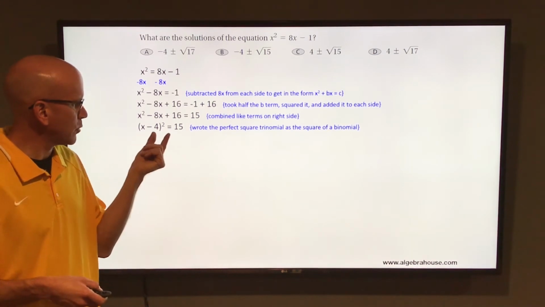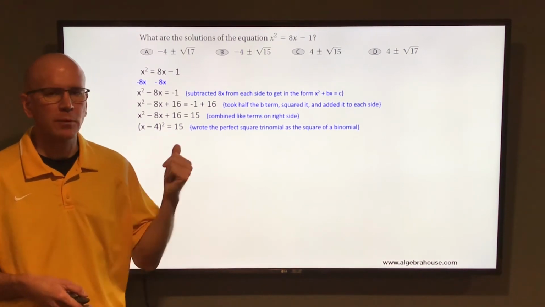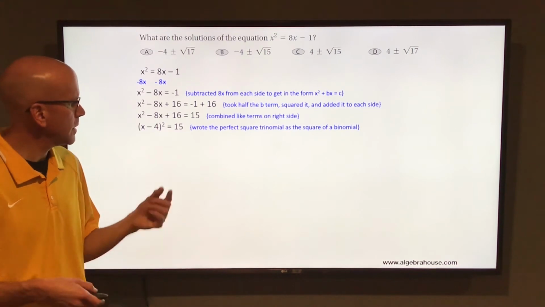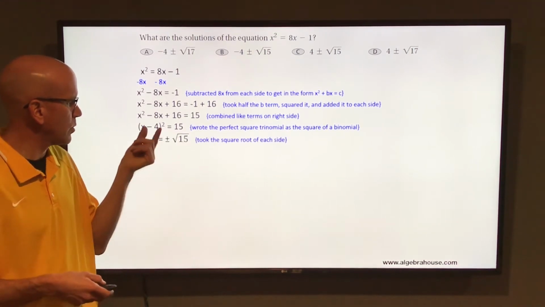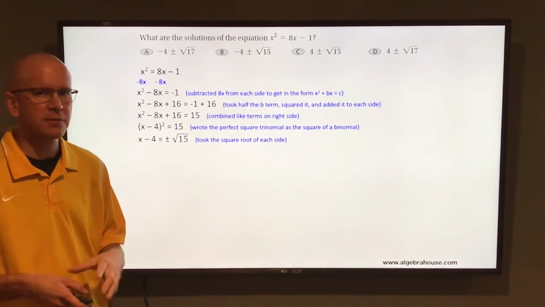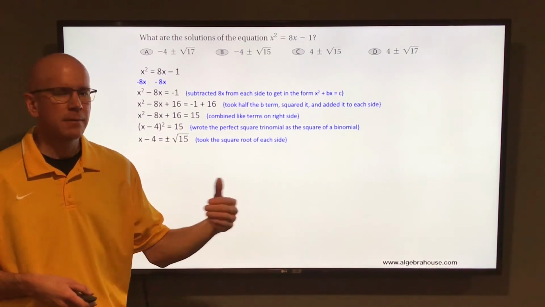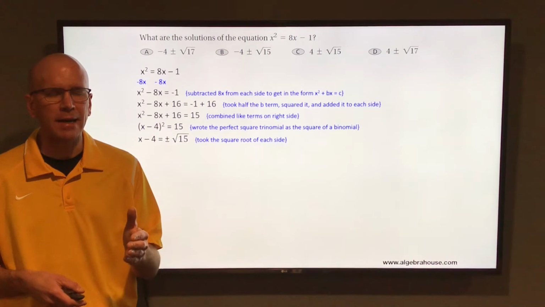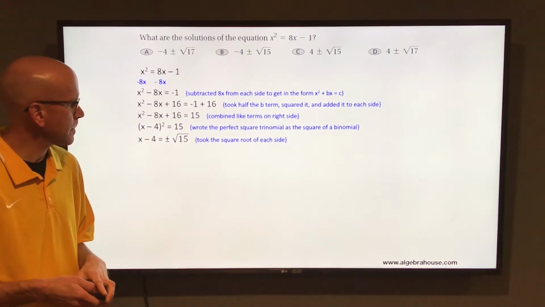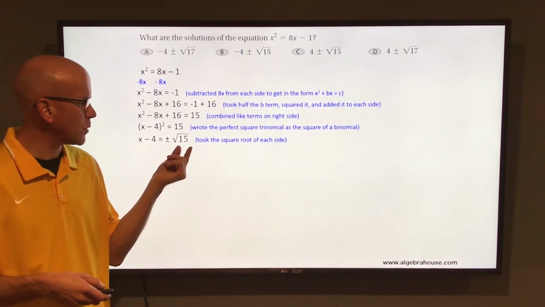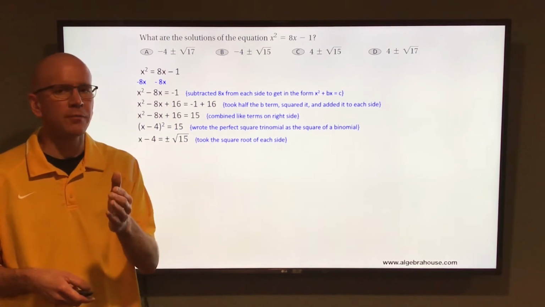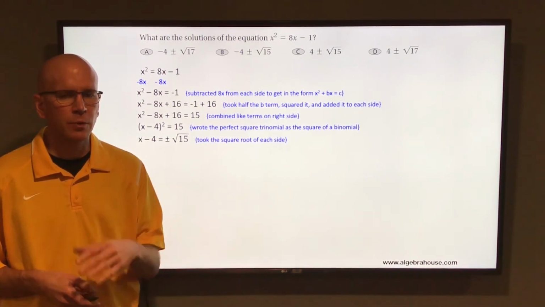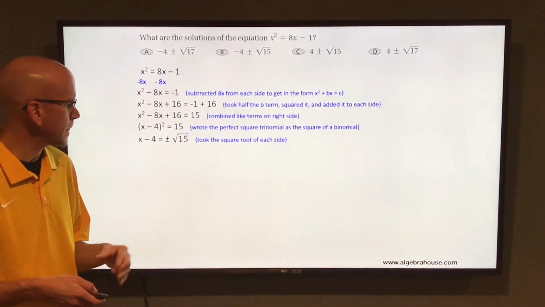So with x minus 4 squared equaling 15, I want to get rid of the exponent and the parentheses. So take the square root of each side. The square root of x minus 4 squared is just x minus 4. And on the right side, when you take the square root of 15, you have to take into account the positive and also the negative of the square root of 15. Because if you square the square root of 15, that's 15. But also if you square the negative of the square root of 15, that's 15 as well.